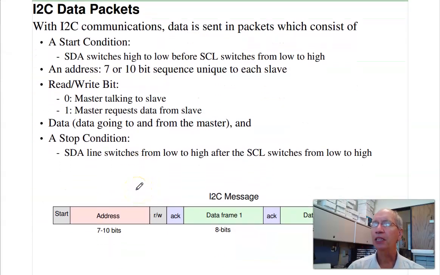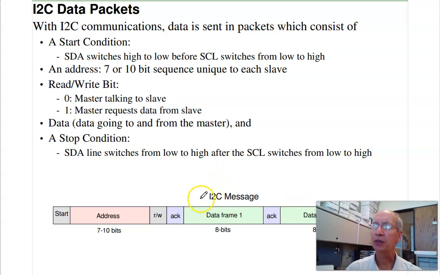Now with I2C, the data is communicated in packets. When you start a message on an I2C bus, that's indicated with the data line switching from high to low before the clock line switches. That is followed by the address: who am I talking to? You can have multiple I2C devices on the same bus. Then whether I'm reading or writing, an acknowledge, then the data, followed by a stop condition. That's what the data looks like.